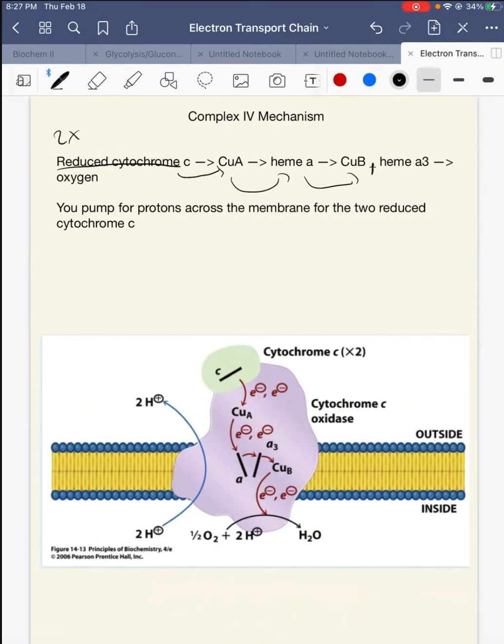So we pump 4 protons in each of complex 1, complex 3, and complex 4. We don't pump protons in complex 2. This is the mechanism. So this is cytochrome C, and it gives it to CuA, and then that gives it to A, and then gives it to A3. And then it finally gives it to oxygen, and then oxygen accepts the electrons and becomes water. And this is the end of the last electron carriers. It's not the end of the lecture, there's still a bunch of stuff.